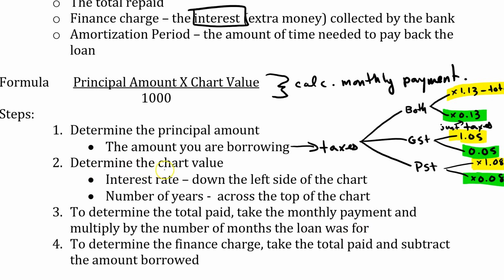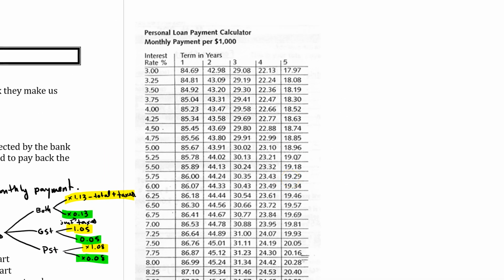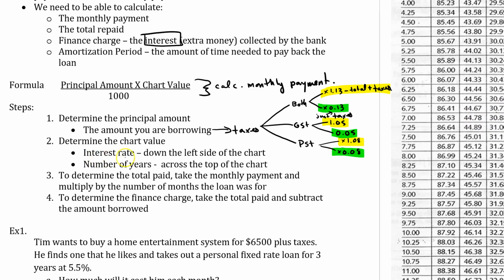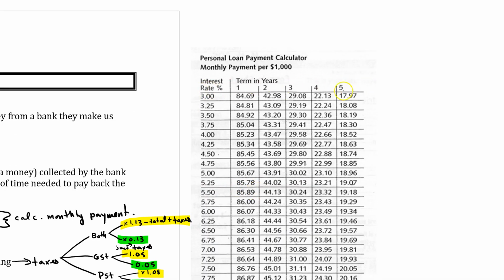The second thing that you need to do is determine the chart value. When I say chart value, I mean this one right here. There's going to be a bit of a note on this in your notes, but this right here is the number of years. That's the amortization period. That's how many years it takes you to pay back the loan. And on this side right here, that is where your interest rate is going to be. So the interest rate is down the left-hand side of your chart, and the number of years that the loan is for is up at the top.